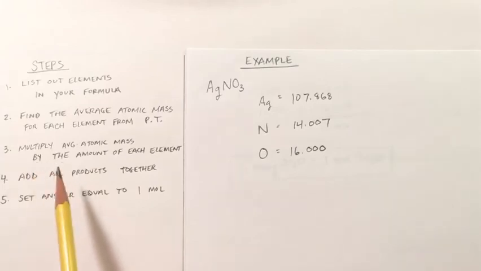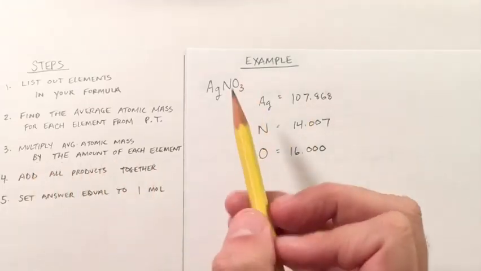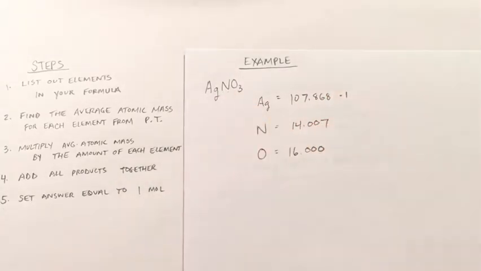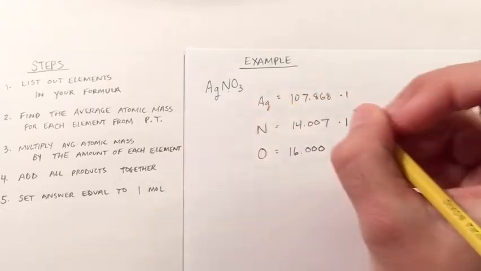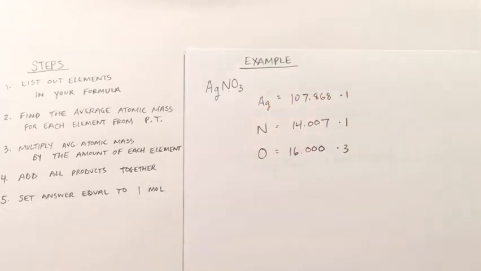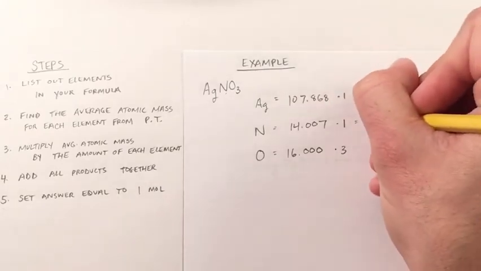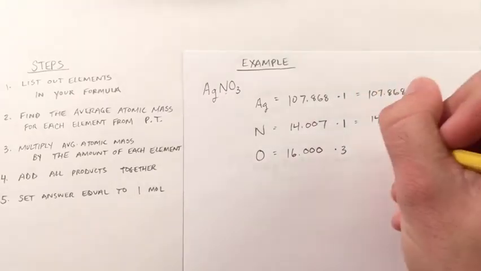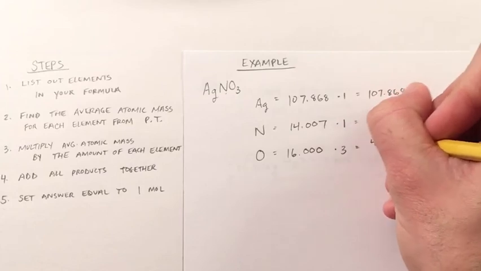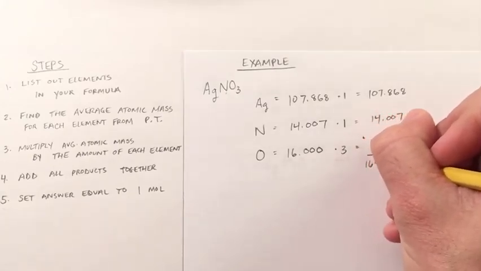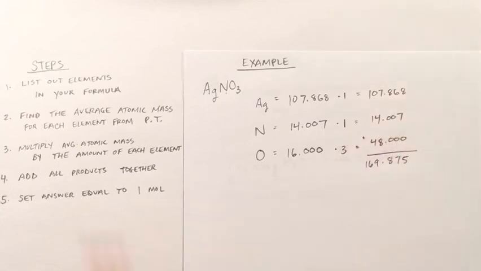Step number 3, multiply the average atomic mass by the amount of each element. So we look at our formula, Ag, no subscript, so that's just times 1. N, no subscript, just times 1. And oxygen, there is a 3 subscript, so multiply that by 3. These numbers are going to stay the same here. Just rewrite them so you can see every step of this. 16 times 3 gives us 48. That brings us to step number 4. We're going to add all of these together. The number we get is 169.875. And step number 5, we're going to set that equal to 1 mole.